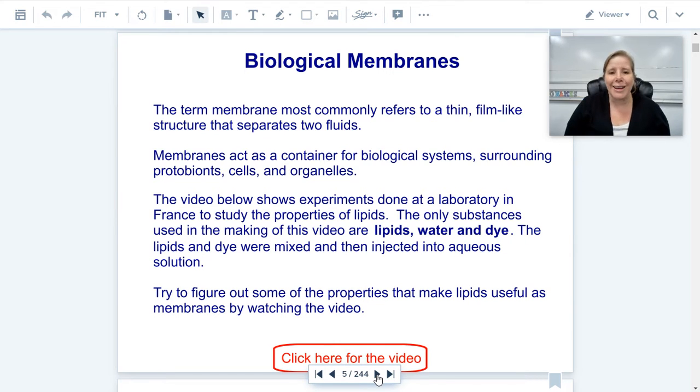It acts as a container for the biological system surrounding your protobionts, your cells, and your organelles. The video below, which I will attach for you, shows experiments done in a laboratory in France to study the properties of liquid. The only substances they used were dye, water, and lipids. The lipids were mixed together with the dye and then injected into an aqueous solution. As you watch the video, I want you to think about some of the properties of the liquids that made it useful.